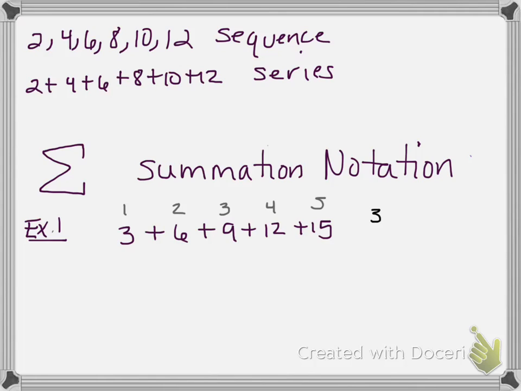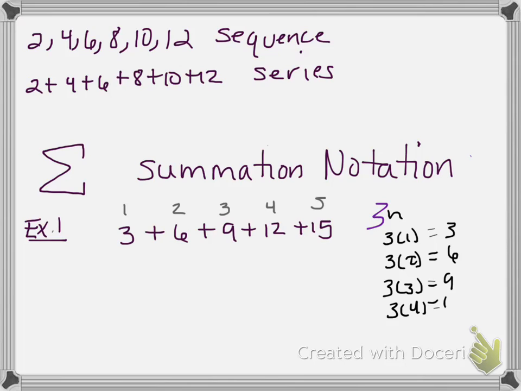Now, what is the pattern here? How am I getting a 3, a 6, a 9? Multiplying by 3. n times 3. So this is really a 3n. Are we good? Now, we could check it. 3 times 2 is 6. 3 times 3 is 9. 3 times 4 is 12. And then you could try the 15 if you want to.